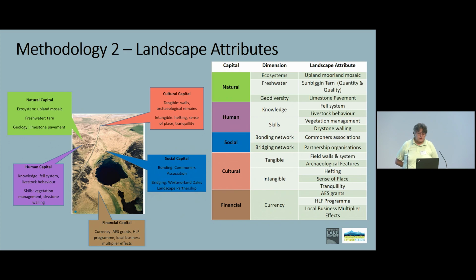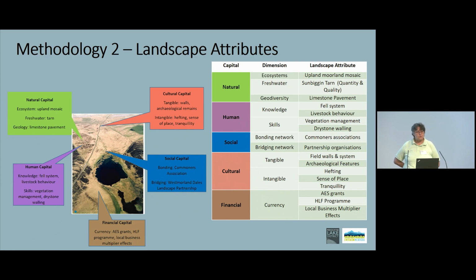For human capital, knowledge and skills, so we're trying to understand how people manage this landscape. And as it's a common, it has some unique management systems which you don't find in lowland landscapes, known as commoning. It has a system where you gather livestock from a heft, which is an area of land that doesn't have a boundary to it, but the stock know which bits of land they belong to. We're thinking about dry stone walling, the skills that are involved.